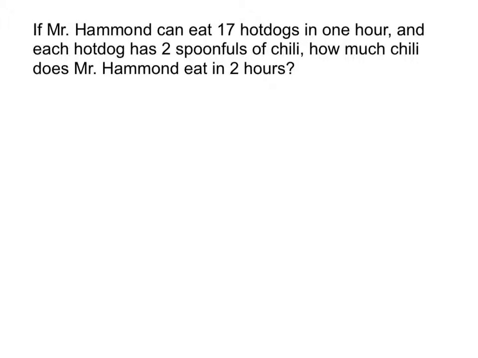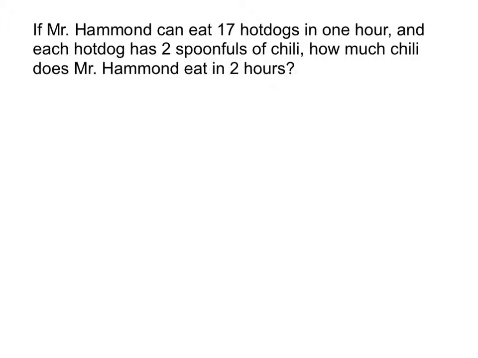Alright, we're going to move on to one that might be a little bit trickier, only because it's got more abstract units. So, in this case, Mr. Hammond can eat 17 hot dogs in 1 hour, and each hot dog has 2 spoonfuls of chili. How much chili will I be eating if I eat at this pace for 2 hours? So what I want you to do, rather than me solve this one for you, is give it a try. So go ahead and pause this video right now, and after you've given it a shot, go back, click play again, and watch the solution. So pause it now. If you don't pause it now, you'll see the answer.